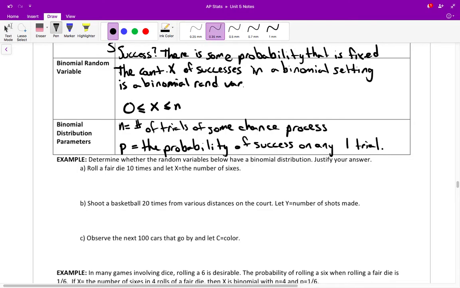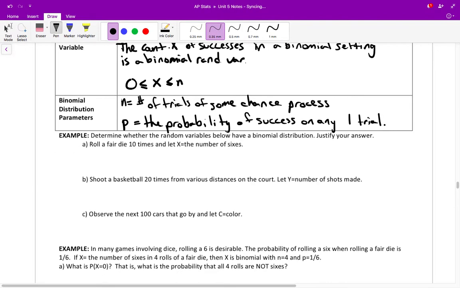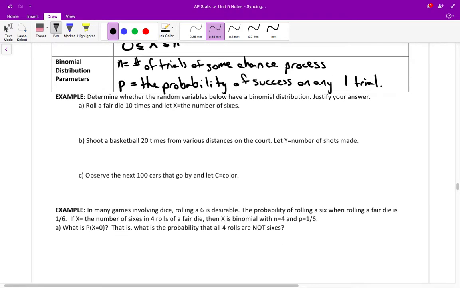Okay, so in this first example, we're going to determine whether the random variables below have a binomial distribution. In other words, can we use our binomial distribution to represent each of these? So, for each of them, we're going to do basically a BINS. Okay, so example, part A. It says roll a fair die 10 times and let x equal the number of sixes.